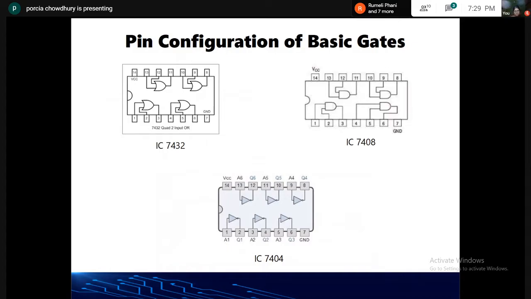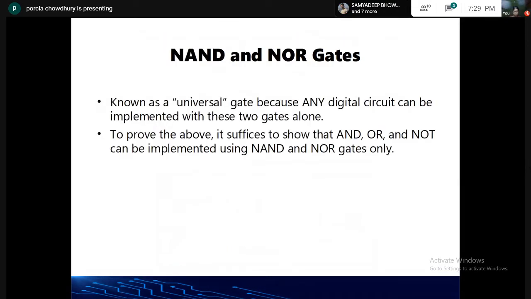The previous part is the end of basic gates, the general idea of basic gates. Now we will talk about universal gates. NAND and NOR are called universal gates, as from NAND and NOR we can form any other basic gates, that means AND, OR or NOT. That's why these 2 gates are termed universal gates.